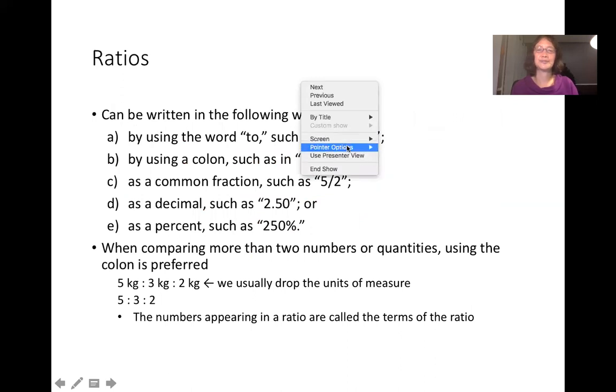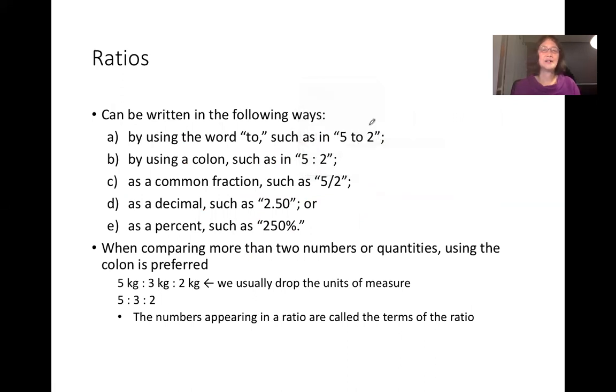Ratios. There are many formats that can express ratios. One is to use the English word "to", so 5 to 2. We sometimes also use the colon, 5:2. We also use fractions, 5/2. Or we use decimals, 2.5. And finally, we can use a percentage, so 250%. So those are the ways to express ratios.